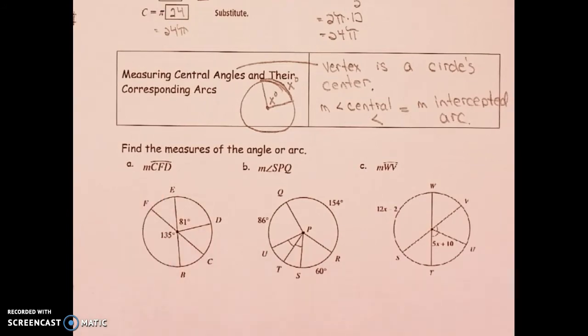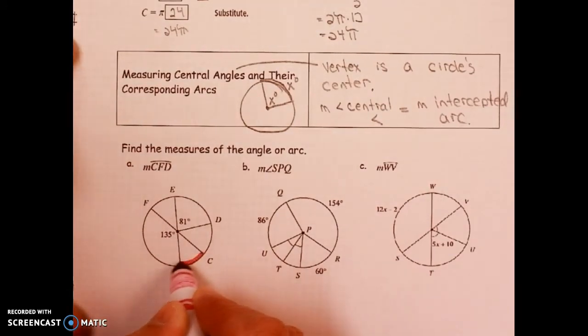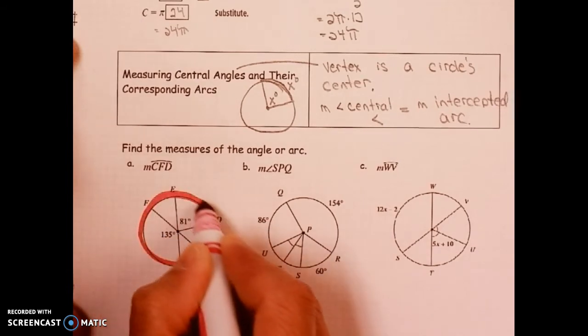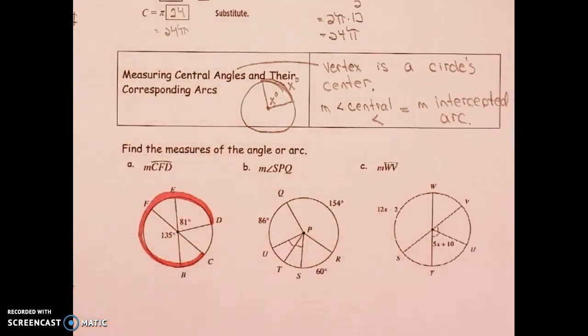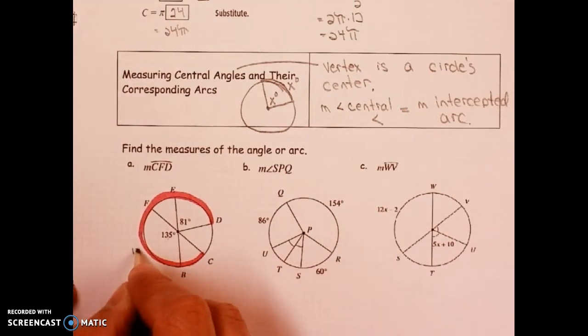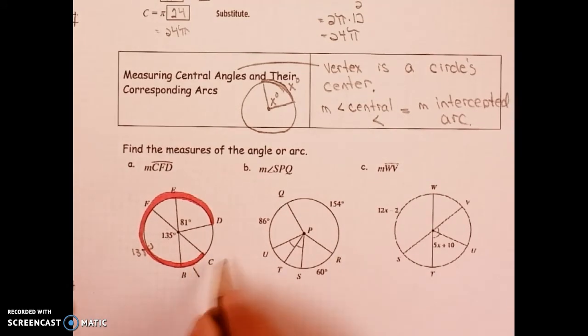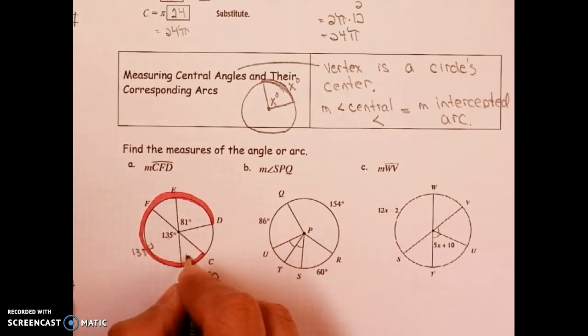So let's look at a few examples. We're looking for the measure of arc CFD. So I'm going from C to F to D. So I'm going all the way around here. Well, if you take a look, I have this arc out here is 135. Notice we have a semicircle, which is equivalent to 180. So 180 minus the 135 would give me that arc, which is 45 degrees.